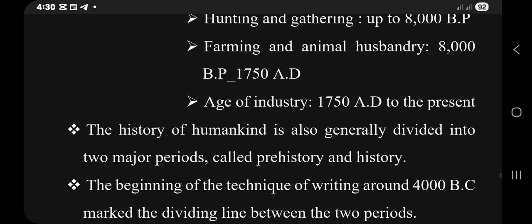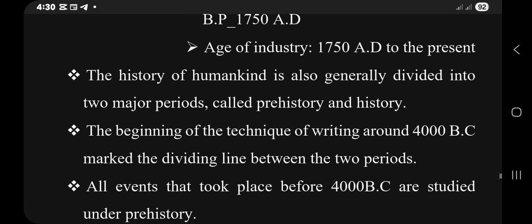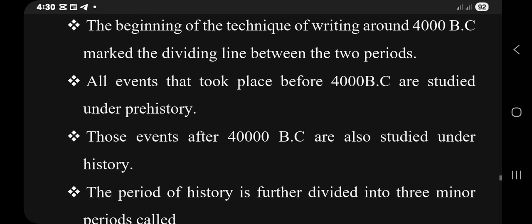So the history of humankind is also generally divided into history and prehistory. History is the period after the beginning of the art of writing, whereas prehistory is the period before the beginning of the art of writing.